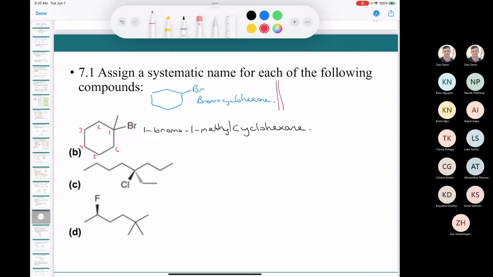Why? Well, let's imagine we have a different compound that's got a bromine and a methyl on it. But let's imagine you have the bromine here and the methyl down here. Right? Then you'd have to call that 1-bromo, 2-methyl cyclohexane. So 1-bromo, 2-methyl cyclohexane. All right, so we start to use locants when we have more than one substituent on our ring. What about the next one?